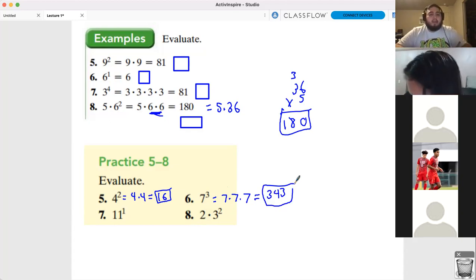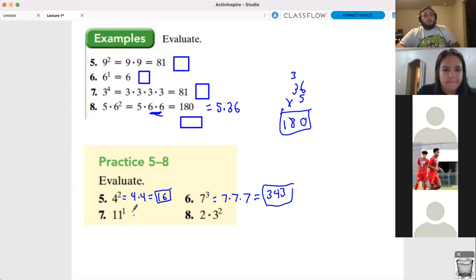Anyone want to tell me how you would just read number 7? 11 to the first power. 11 to the first power. And to evaluate that, guys, what would that just equal? 11. Excellent.